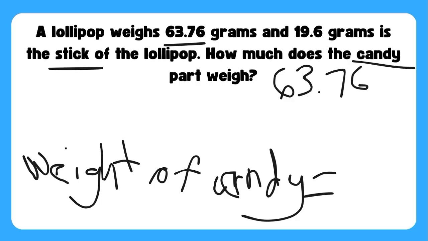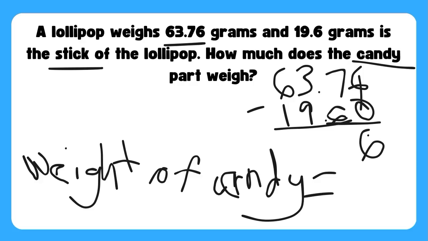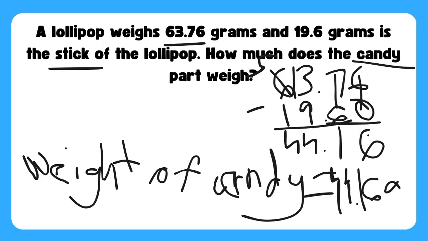So we can just do 63.76 minus 19.6 to give us 6 minus 0 is 6. 7 minus 6 is 1. Borrow to get 13. 4. 5 minus 1 is 4. So 44.16 grams is the answer. 44.16 grams. That's your final answer for the weight of the candy.